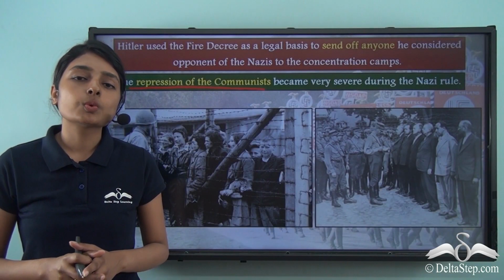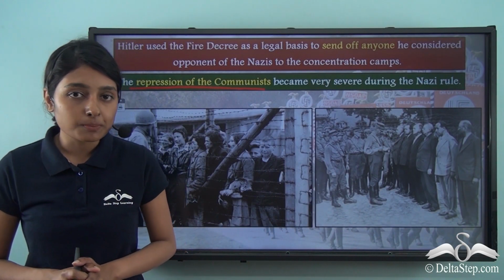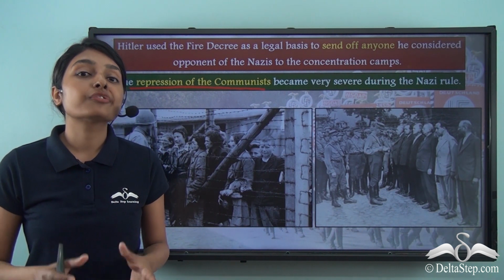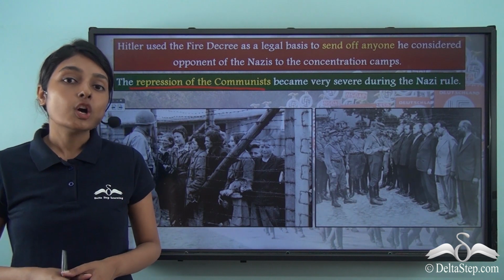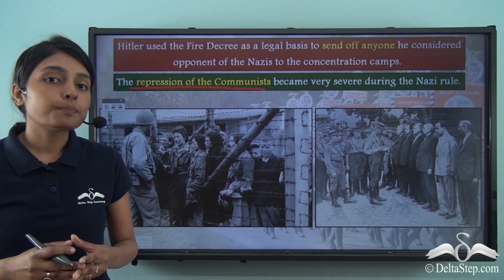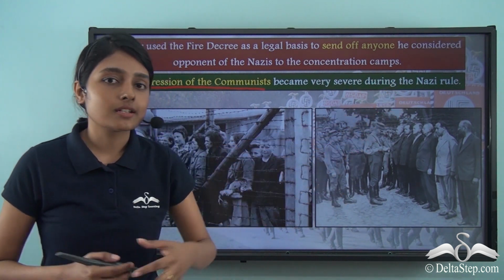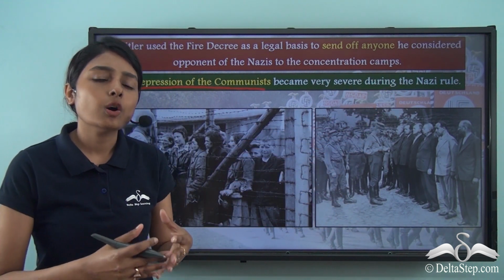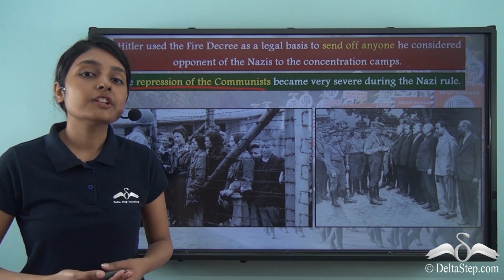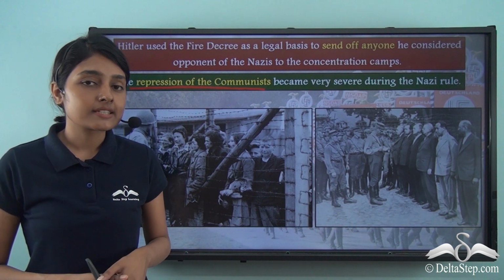But the communists were not the only persecuted community during the Nazi rule. They were one among the 52 groups of people who were severely persecuted and punished and put to death during the Nazi rule. Well, how they were put to death and who these people were is something that we will be focusing on in our subsequent lessons.